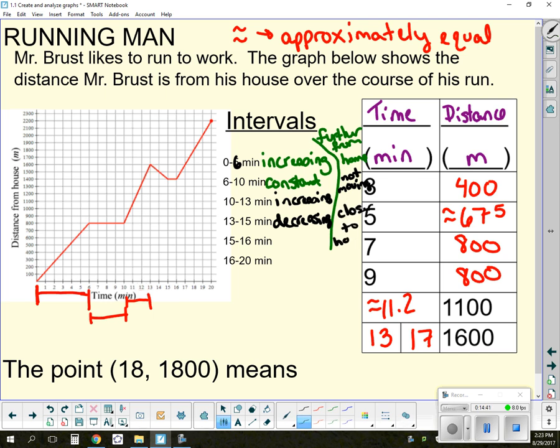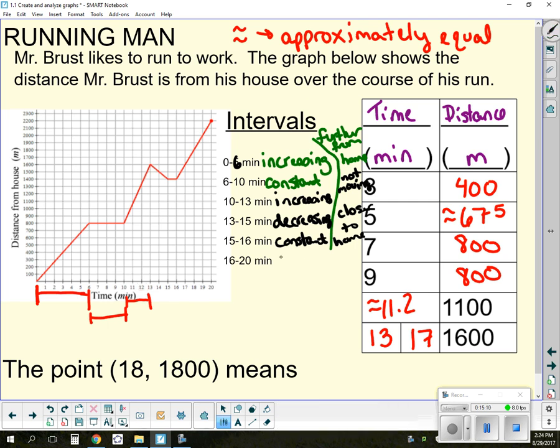Why would that happen in the middle of his run when he's trying to get to work? Well, maybe the route he takes, he has to go down away from the school to get back to where he needs to be. And then from 15, or maybe he dropped something. Ooh, that's interesting. Maybe he dropped something and had to go back and get it. And maybe this right here, from 15 to 16 minutes, where it's constant and he's not moving, maybe that's where he stopped to pick up whatever he dropped.